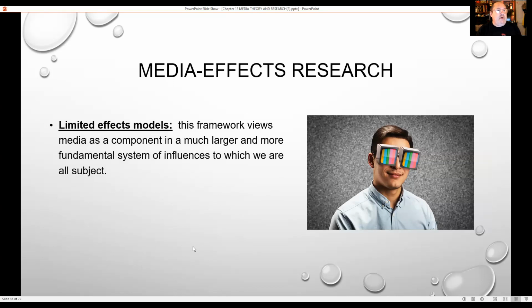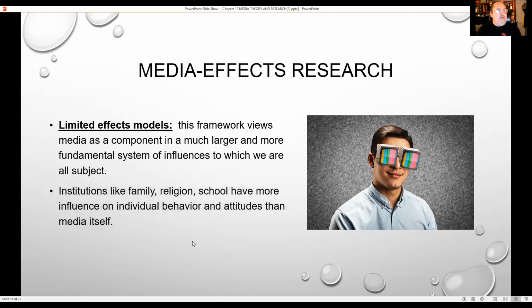The limited effects model. This framework views media as a component in a much larger, more fundamental system of influences to which we're all subject. Institutions like family, religion, school have more influence on individual behavior and attitudes than media itself. And I think that's what I've been trying to say all along. The media definitely has an effect. It can have a positive, it can have a negative effect, but it's one thing that has an effect.